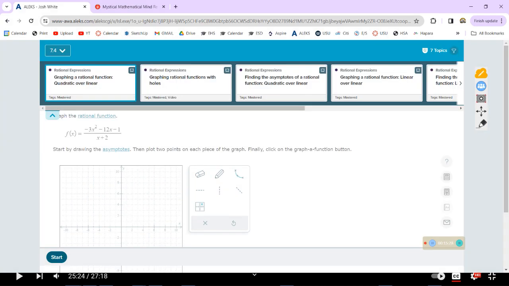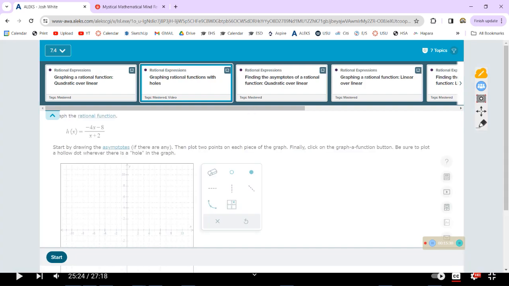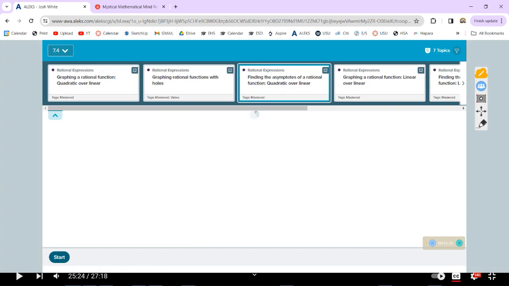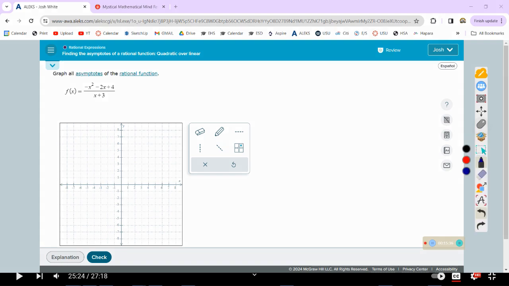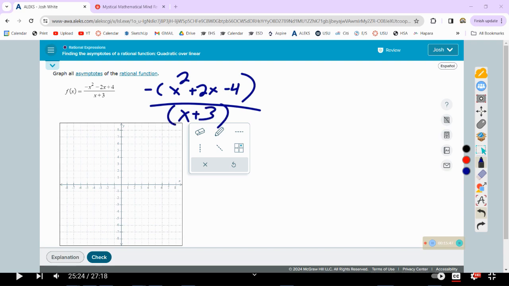And then there was one more. Okay. Same idea here. Pull out a negative. X squared plus 2x minus 4 over x plus 3. So the numerator does not factor. There are no factors of -4 that add to be 2. So I have a VA at -3.